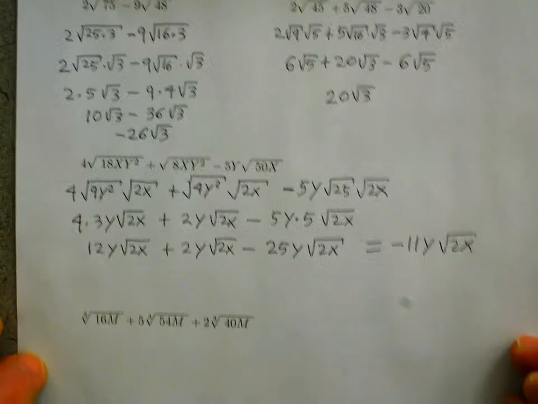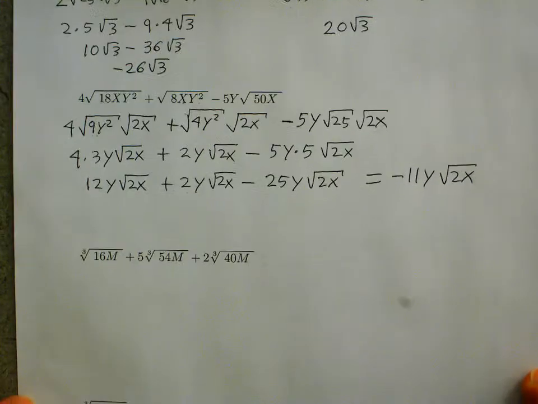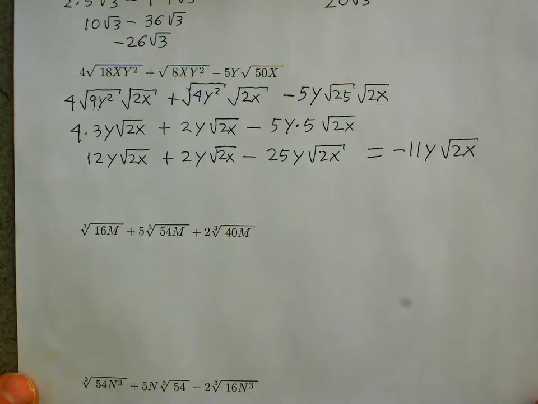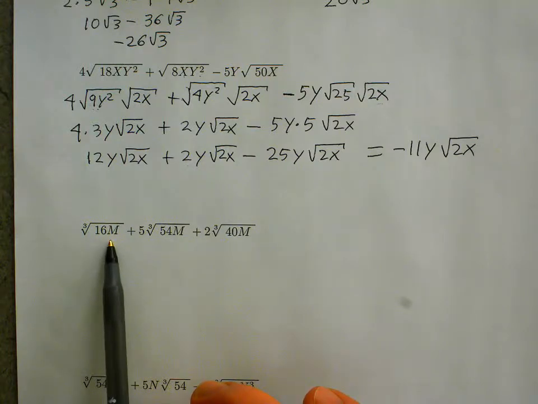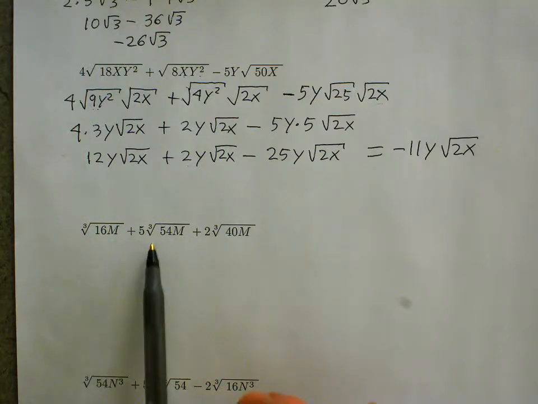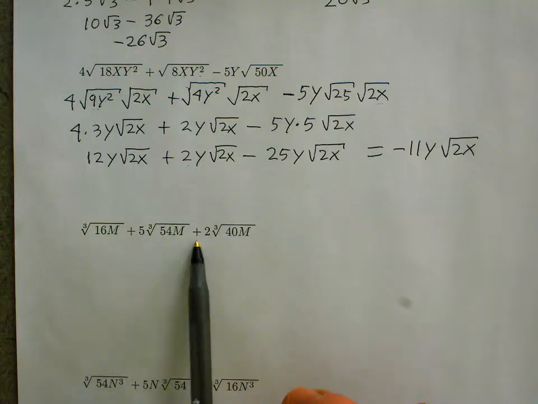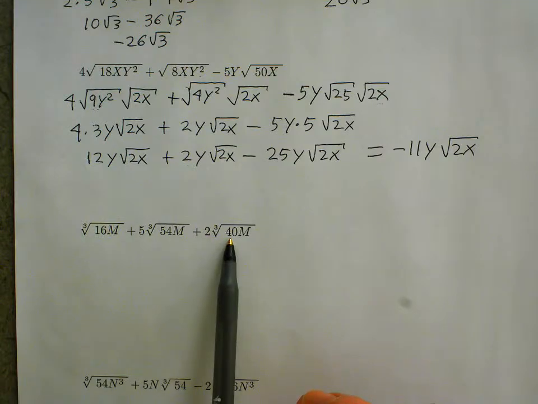Okay, now we'll move on to higher indexes. So this next one involves cubed roots. The cubed root of 16m plus 5 times the cubed root of 54m plus 2 times the cubed root of 40m.